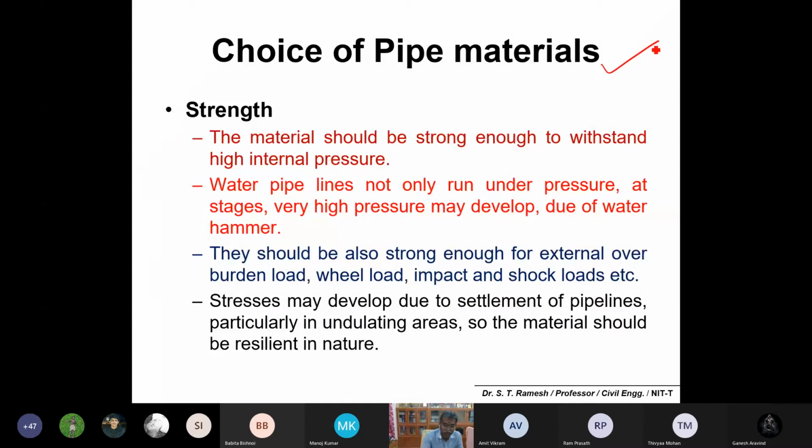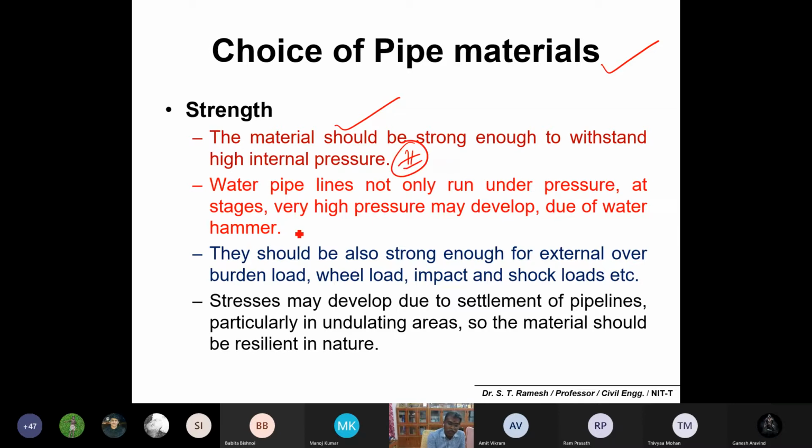Okay, how do you choose the pipe material for your action? That is something important. That is the choice of pipe materials. You have to select based on the strength, number one. These points are very easy to remember, and you need not necessarily remember all the points. At least highlight the very important points for your understanding. The material you select should be strong enough to withstand high internal pressure. That's the primary criterion, number one.